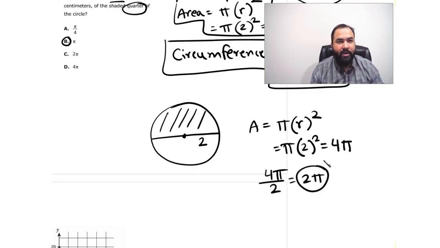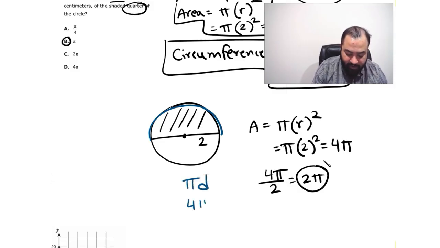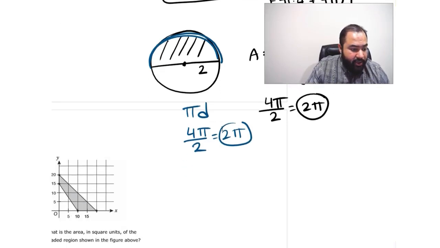Similarly, the circumference works the same way. If I were to find the circumference of half of the circle, I would use the formula pi times the diameter. The diameter would be 4, so it would be 4 pi divided by 2, because I want only half the circumference, that's 2 pi. So you should understand that part.